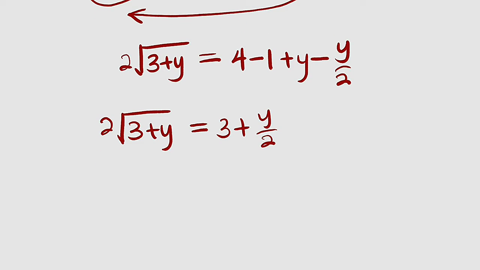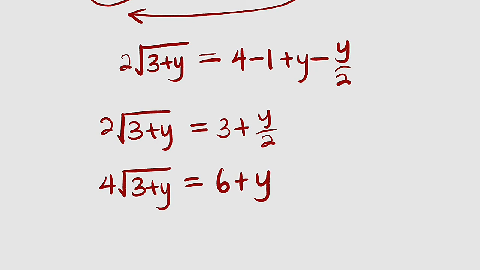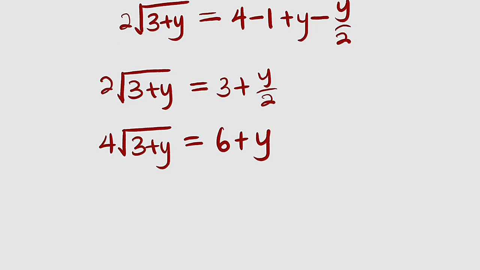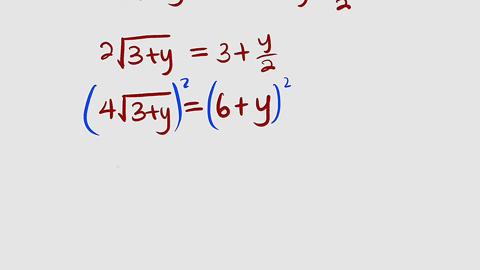Let us multiply both sides by 2 to clear that fraction. 2 times the left hand side will become 4 multiplied by square root of 3 plus y. This is equal to 3 times 2 is 6 plus, if you multiply y divided by 2, you're going to obtain only y. Now we are going to square both sides again to clear the square root to the left hand side. Square this, square this. We have 4 squared is 16. Then square root of 3 plus y. If you square that, it will eliminate the square root.